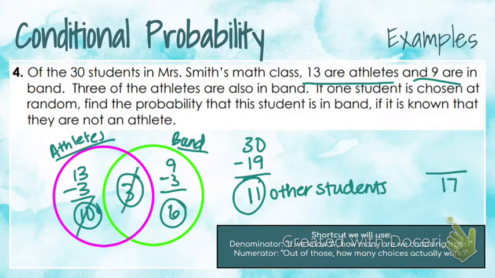So these guys don't count. Of those 17 students, how many are in band? There are 6 in band. So 6 out of 17 is our answer.